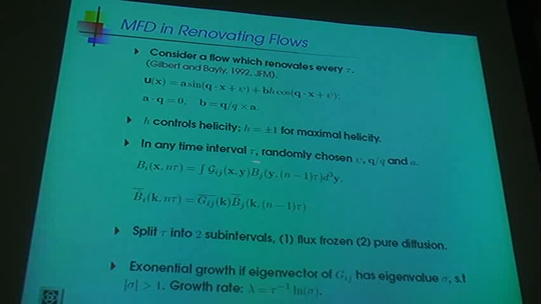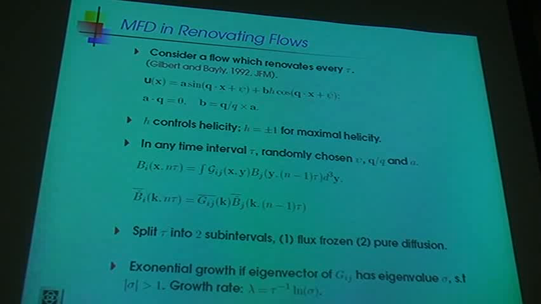So in any time interval, you can choose this randomly, and at a time n tau, you can relate what happens to the magnetic field at a time n minus 1 tau by some general kernel or a Green's function or whatever Karl Heinz called it. So the B at time n tau is related to the B at a time n minus 1 tau by integrating over some Green's function, Gij(x,y). If you can calculate that Green's function, it's a fairly interesting problem to have solved.